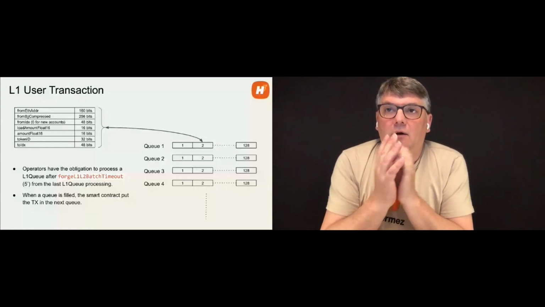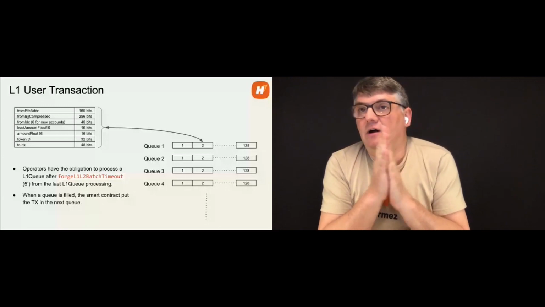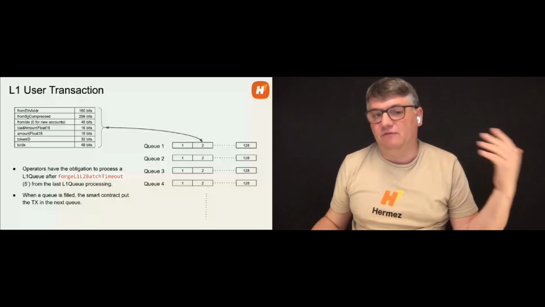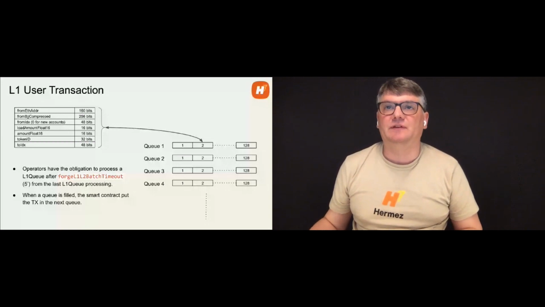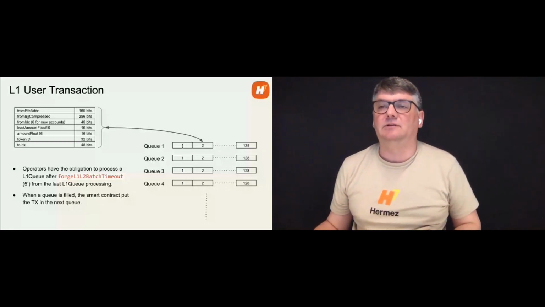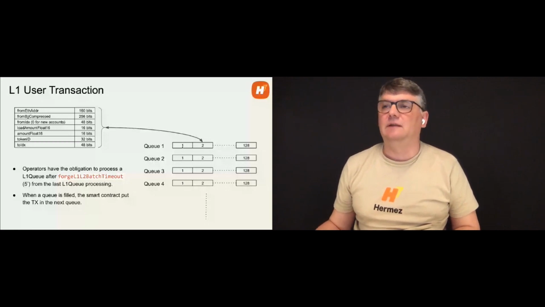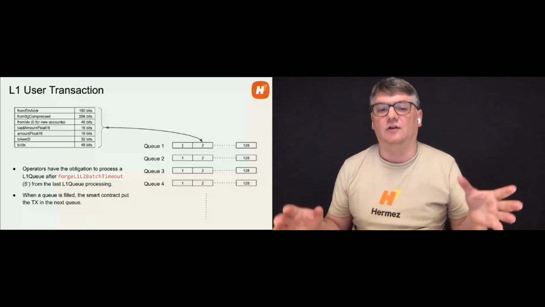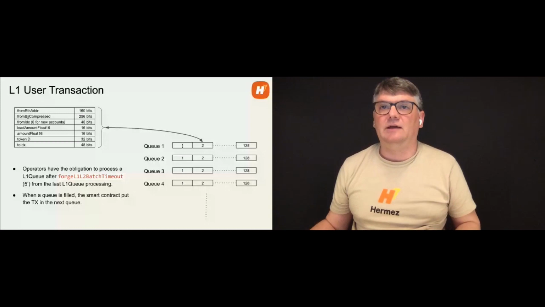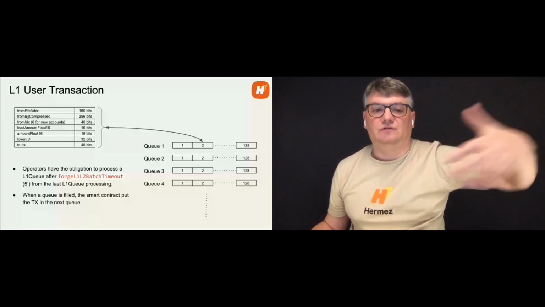Mainly what we have is a queue of queues. When somebody puts a transaction, we put it here in QE1. When somebody else puts another deposit, it goes in the second slot of the QE1. This queue is limited to 128 slots. If there is a 129th, then it's going to be put in the next one, QE2, and so on. So people are adding transactions on that.